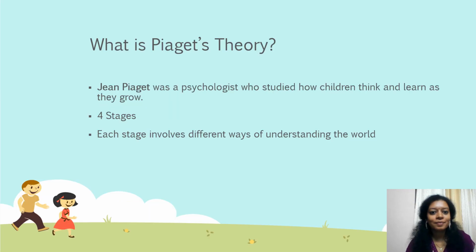What is PIAGET'S theory? Jean Piaget was a psychologist who studied how children think and learn as they grow. He noticed that children go through four main stages of learning. Each stage involves different ways of understanding the world. Which means we need to teach them in different ways depending on their age and development.